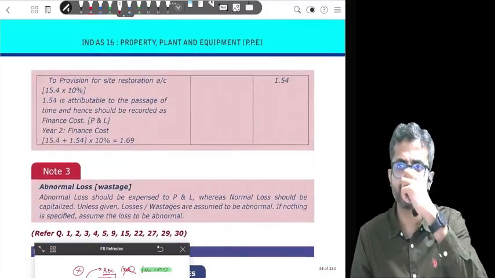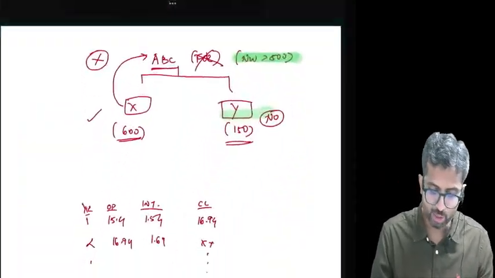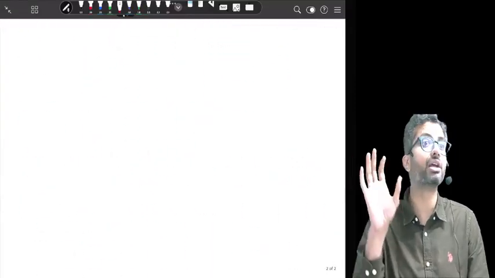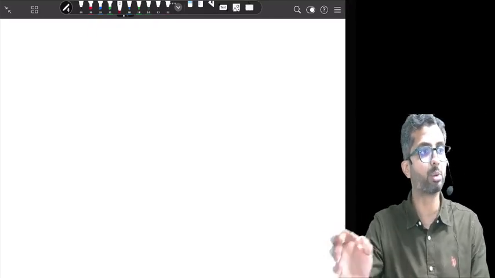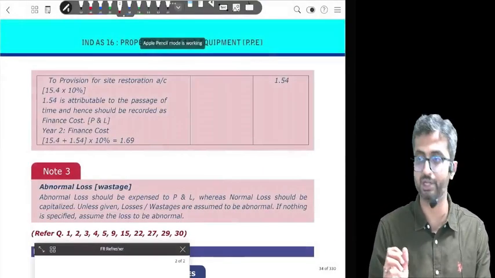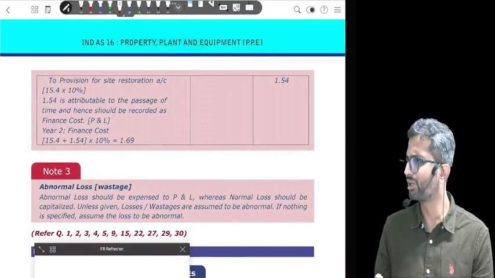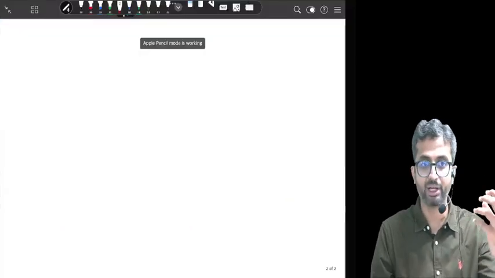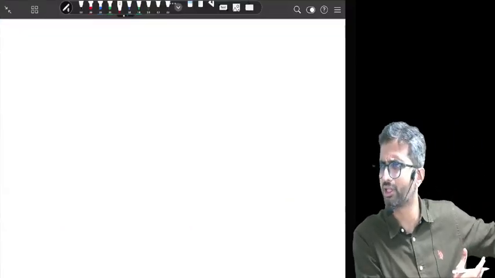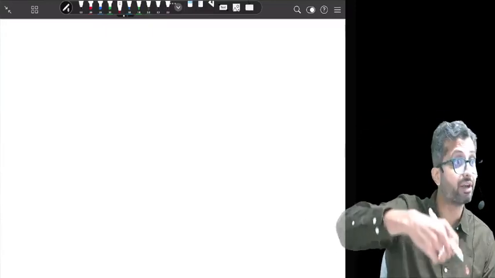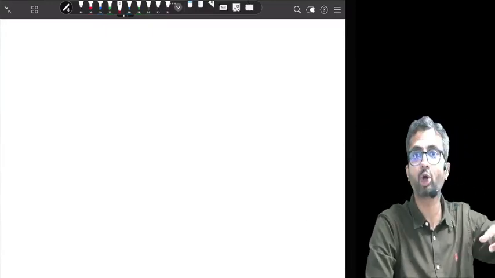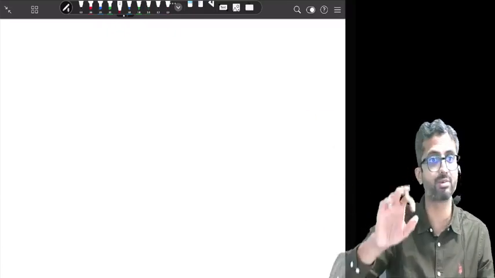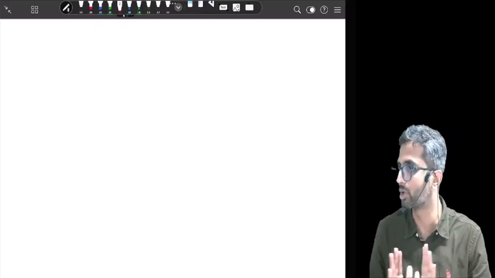Now a very special case over here, and one RTP question has come on this, is that generally we are always trained to think that site restoration provision is created only and only at the time of construction. But is it necessary that site restoration is created only at the time of construction? For example, let me take an example of an oil well. Let me continue with the same example. Let us say I have dug up an oil well. And the moment I dig up that oil well, I believe that after 10 years, I will have to dismantle it, which will cost me 40 rupees, all else remaining constant.